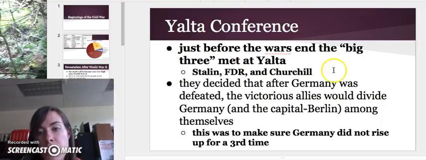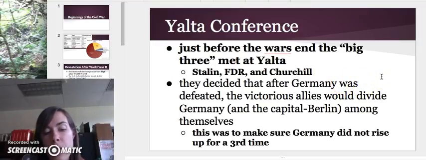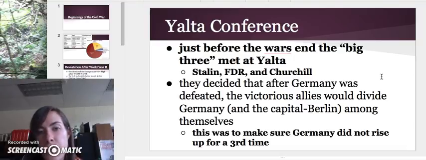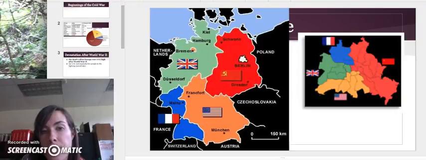So this made sure that Germany did not rise up for a third time, because remember, they were the ones that were aggressive during World War I. Okay, and they were also aggressive during World War II. And so the big three knew that making Germany pay all those reparations again wasn't the answer, and that they needed a different solution. And so their solution this time around was to split up Germany to keep it divided and weak until they felt like it could be a trustworthy ally.